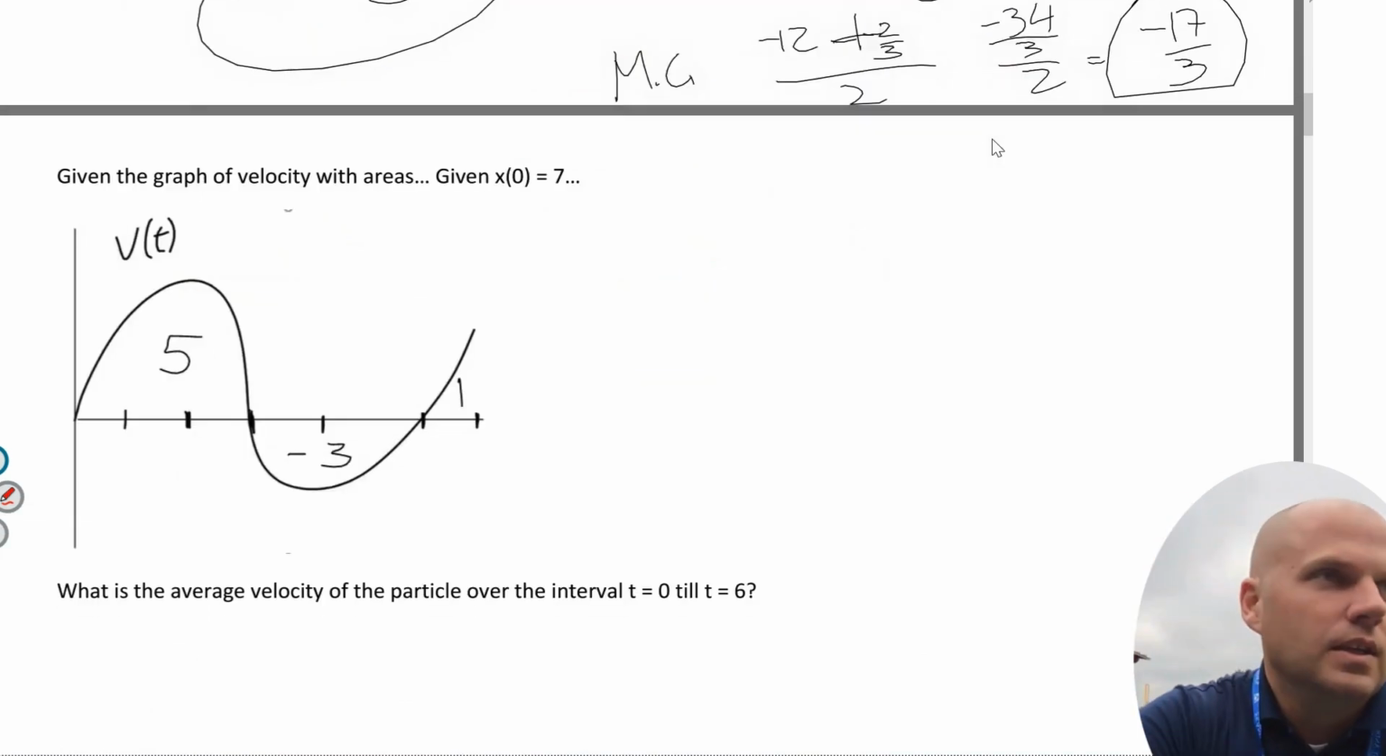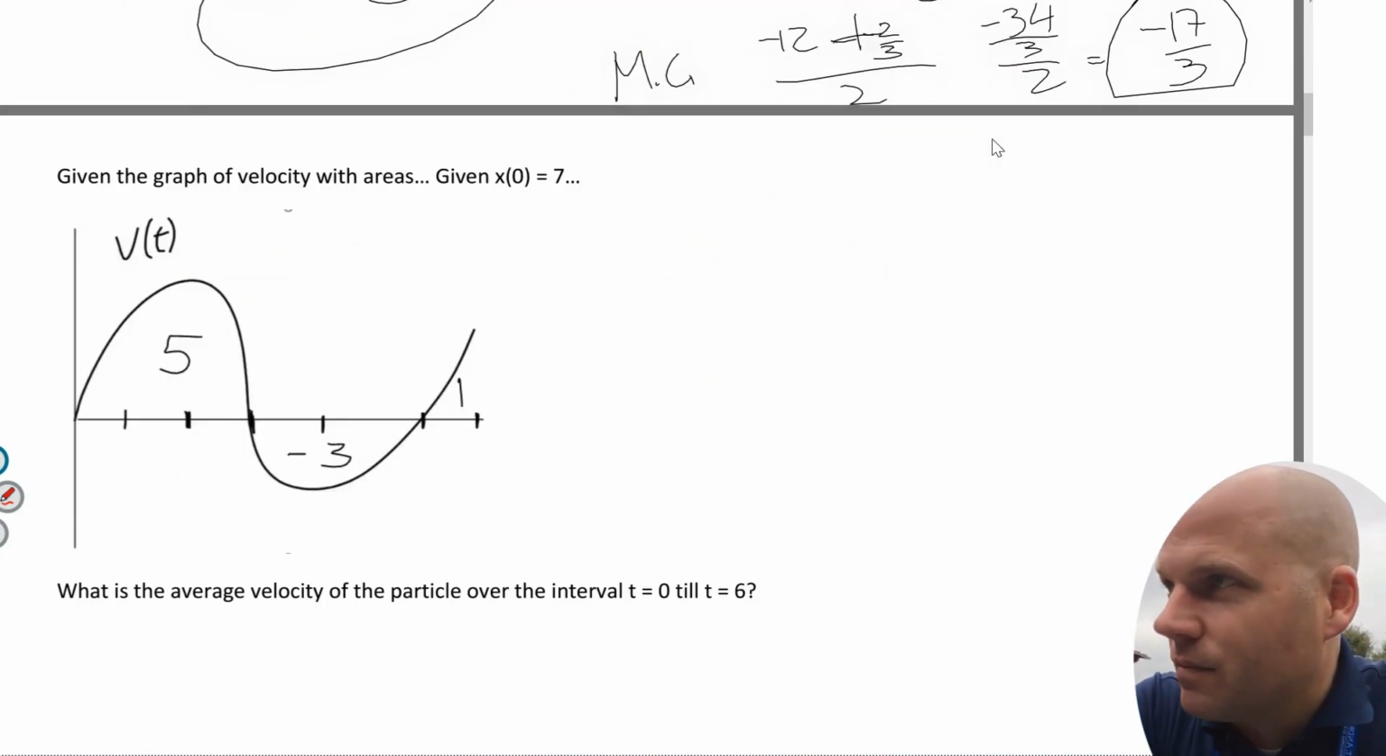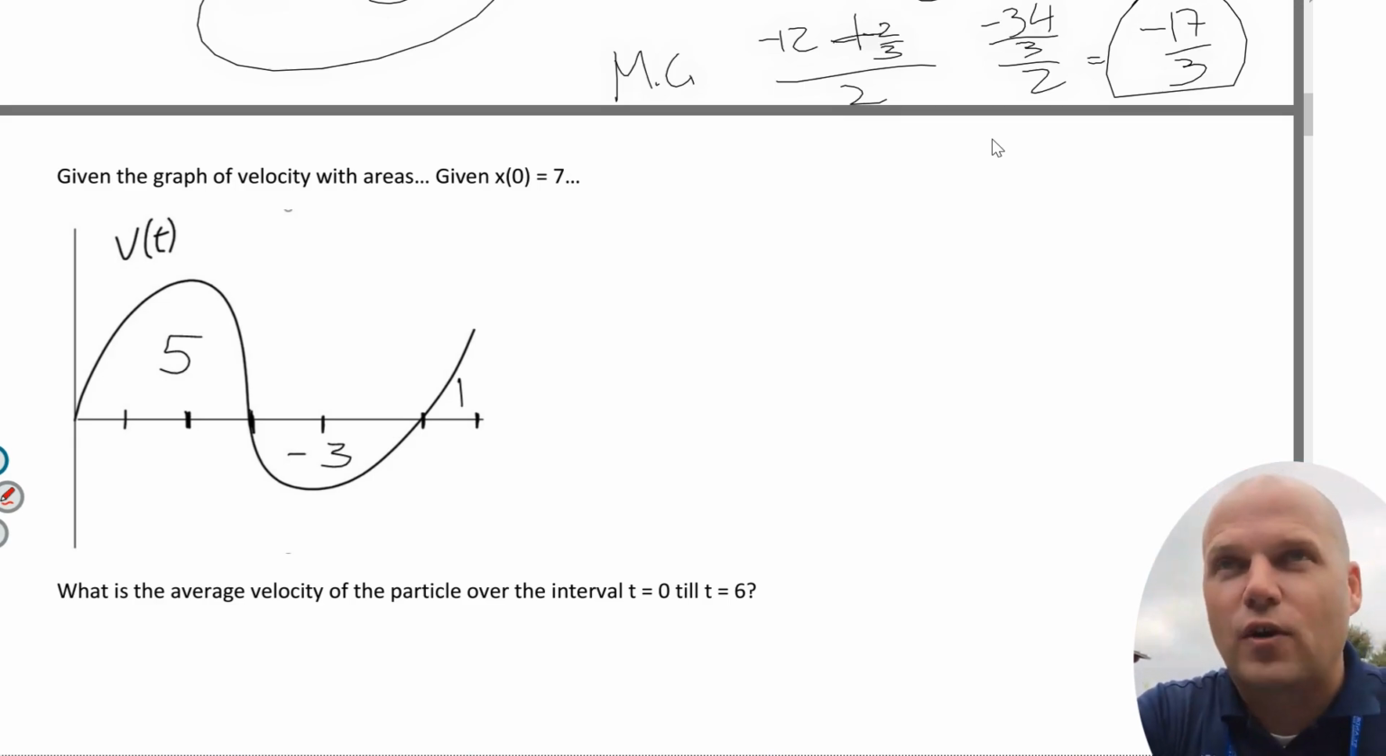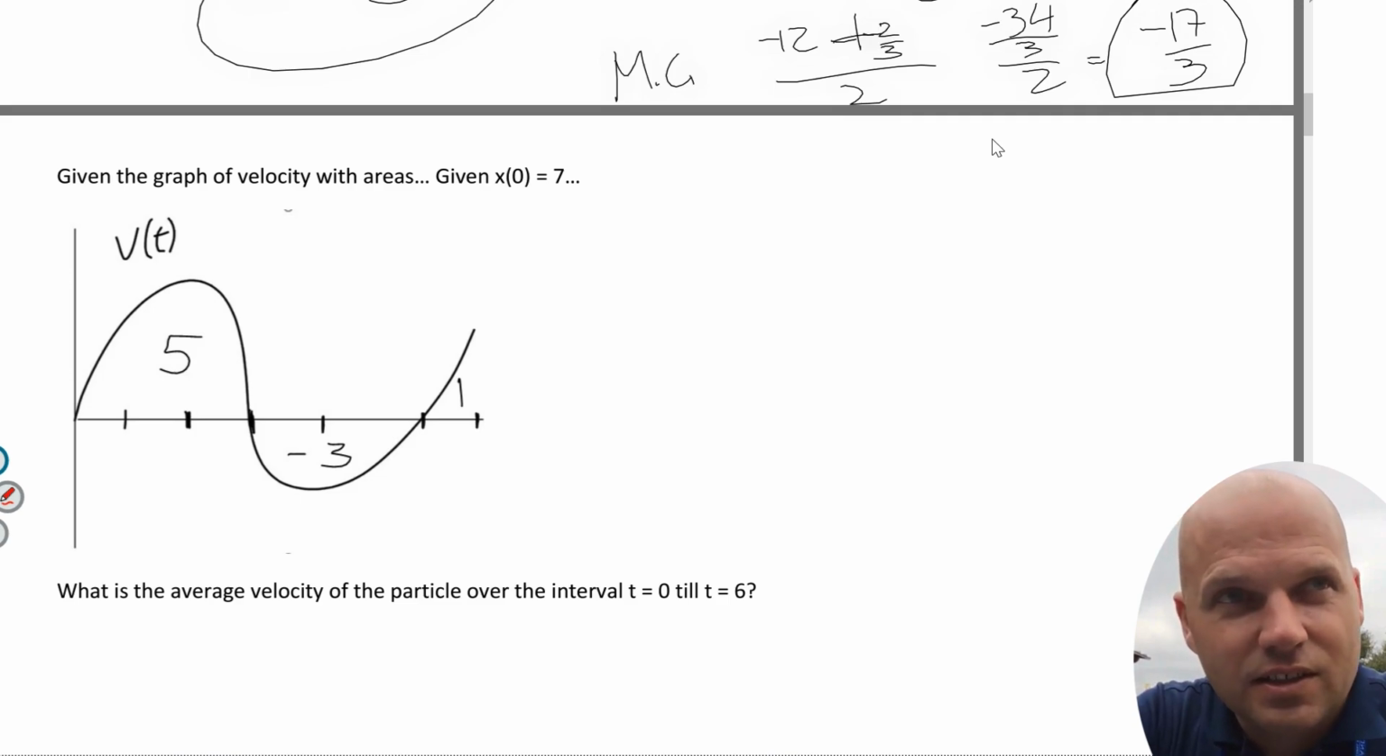So this is the idea, guys. If you want to accumulate something, you just find the change in the antiderivative. That's the relationship that is so fundamental to calculus that they call it the fundamental theorem of calculus.